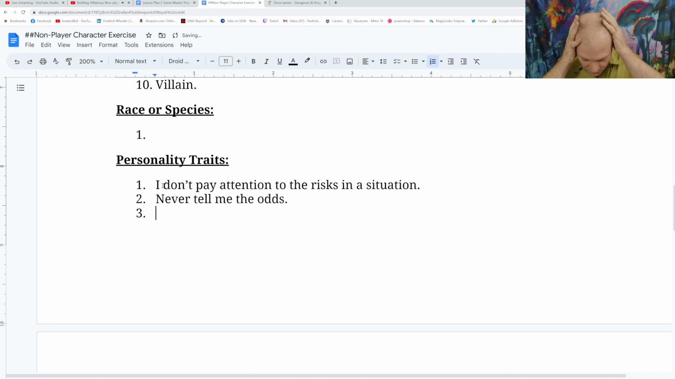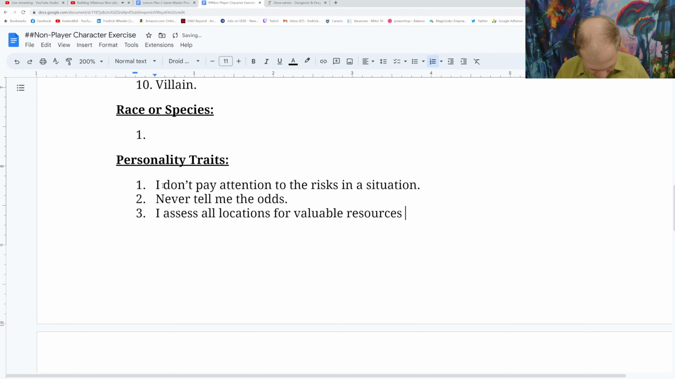But we're also going to go back to Damon's one. We're going to sort of turn it into something a little bit shorter than what we had before. So the first thing I do, in a new place, is note down the location of everything valuable. So I guess what we want to do is, I assess all locations for valuable resources or items.